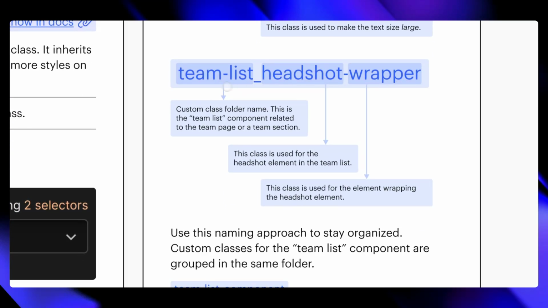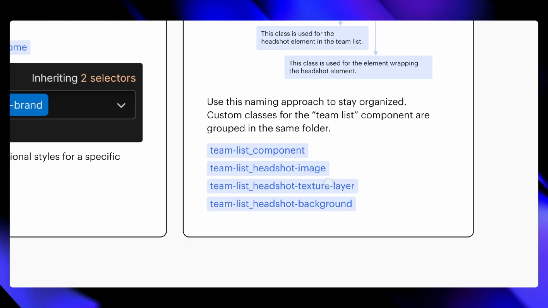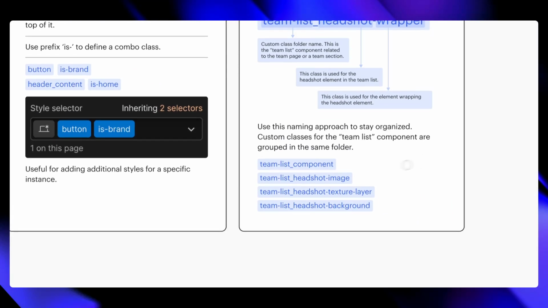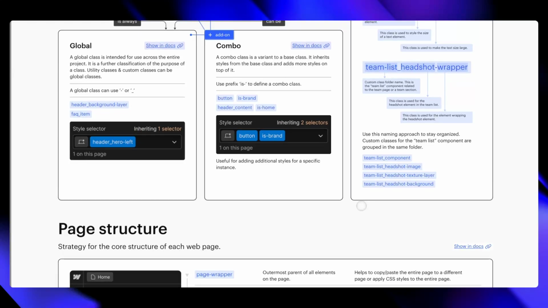And if you have a look at this other example, team list, custom class folder name, this is the team list component related to the team page or a team section, which makes sense. Headshot. This class is used for the headshot element in the team list, which again is quite descriptive in its context. And then wrapper. This class is used for the element wrapping the headshot element. So using this naming approach to stay organized, custom classes for the team list component are grouped in the same folder as mentioned here. So we have this example: team list component, team list headshot image, team list headshot texture layer, team list headshot background. I think that you're seeing where we're going with this.